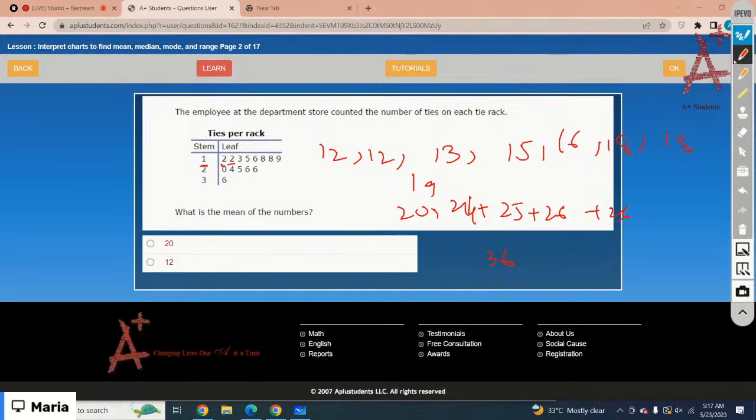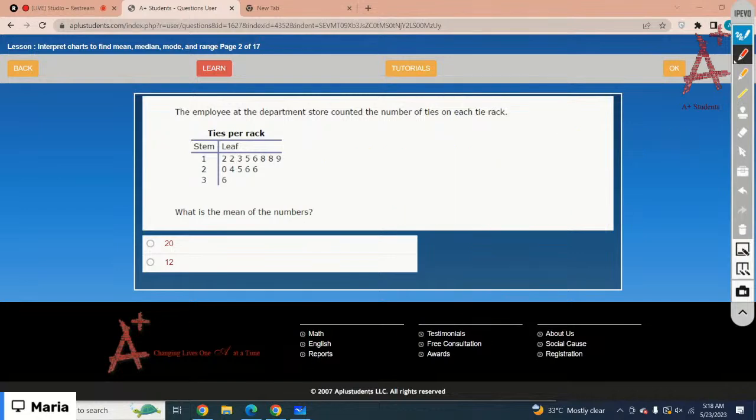So the sum of all the values is 280, and they are 14 values in total. You have to divide 280 by 14, so it makes 20. That means the mean of all the values is 20.